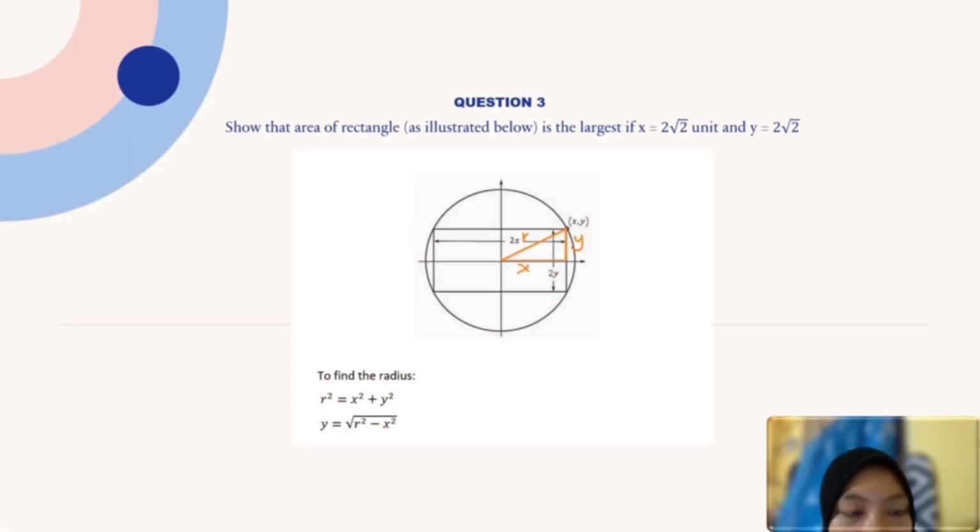So for question 3, the question asks to show that the area of the rectangle is the largest if x equal to √2 unit and y equal to √2 unit. So based on the illustration, we can find the radius by using Pythagoras theorem. The formula is r squared equal to x squared plus y squared. And then you solve the equation until you get y as the subject.